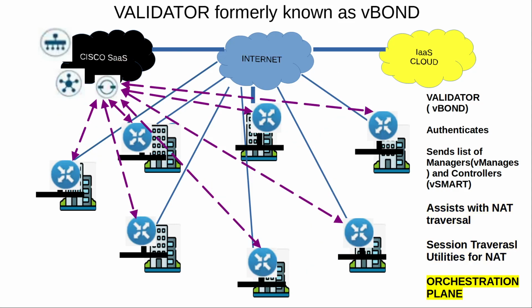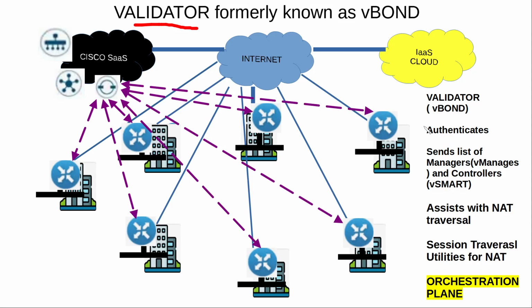Finally, Cisco likes to talk usually about the planes. So for the Cisco Catalyst SD-WAN solution, the orchestration plane is performed by the validator. So make sure to remember that for the exam. The validator, formerly known as the vBOND, performs the activities that belong to the orchestration plane.